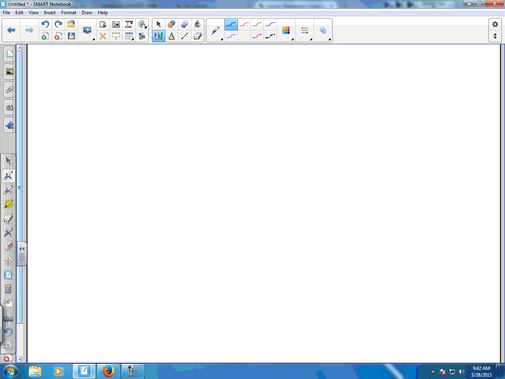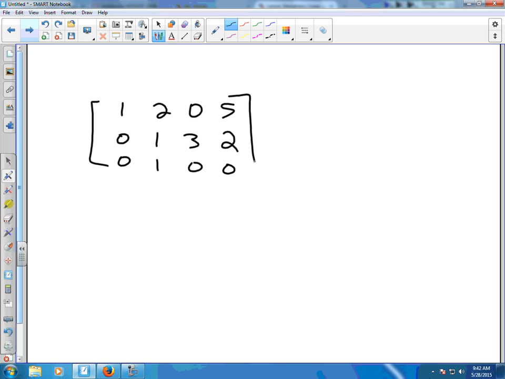So if we look at some examples, is that in row echelon form? What about that? Which row makes that not in row echelon form? The leading coefficient is not farther to the right than the row above it.